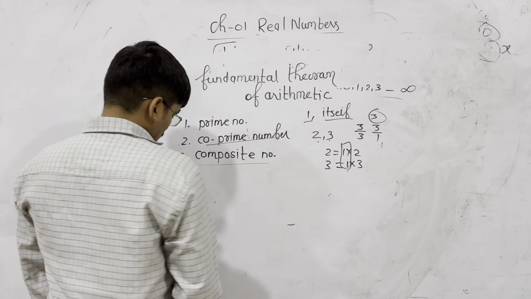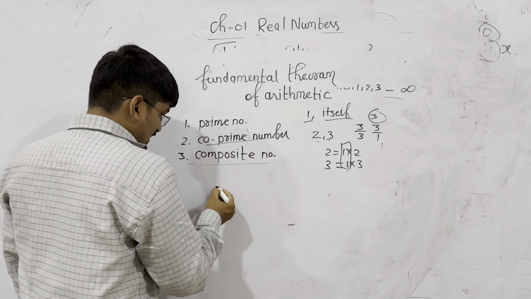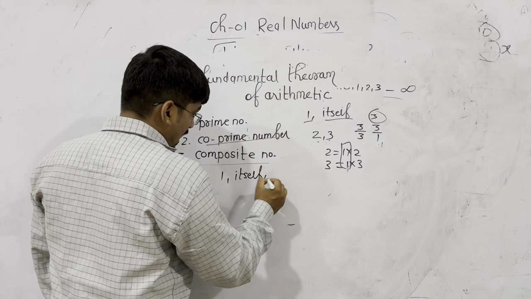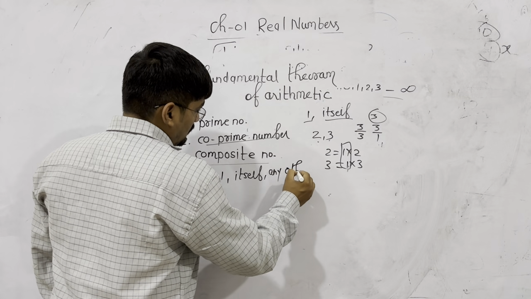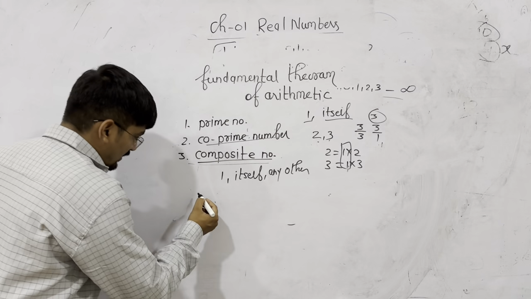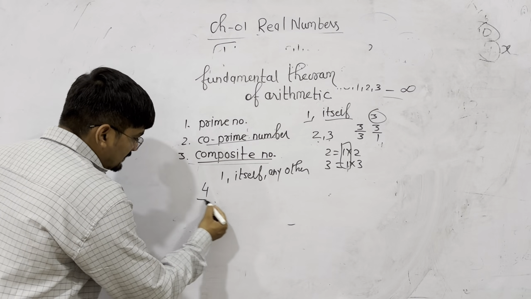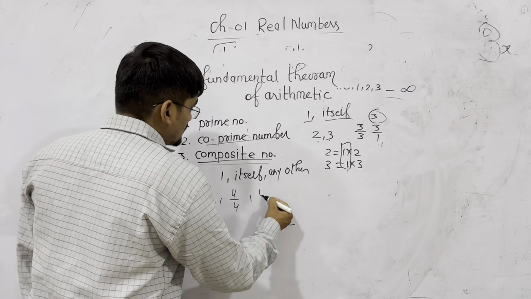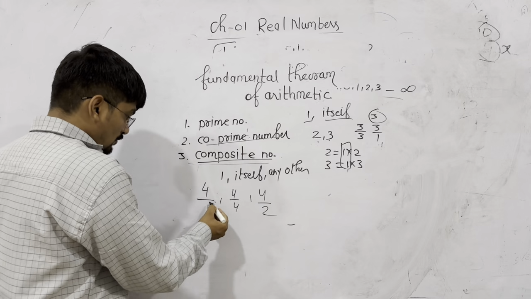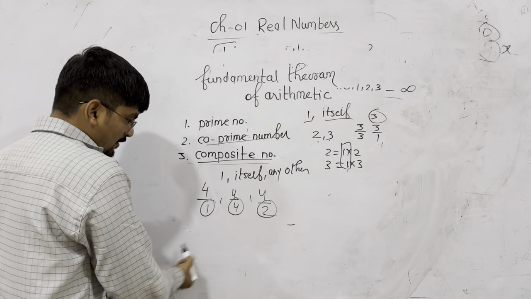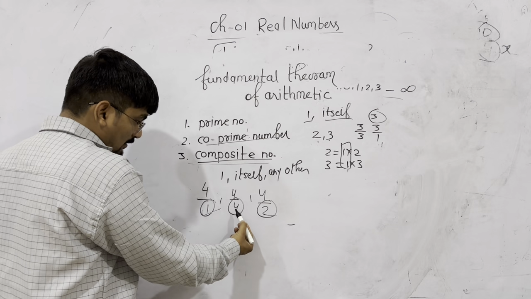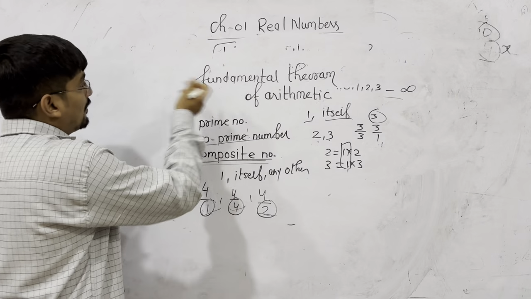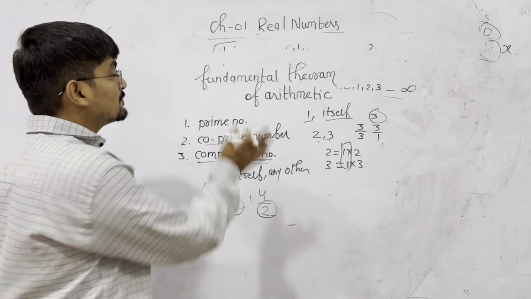Now what is a composite number? Any number which is divisible by 1 and the number itself and any other number is known as a composite number. Like let us take the example 4. 4 is divisible by 1, yes. 4 is divisible by 4 itself, yes. And 4 is divisible by another number, 2. So any number which is divisible by 1, the number itself, and any other number is known as a composite number. So our fundamental theorem of arithmetic starts with this basic concept.